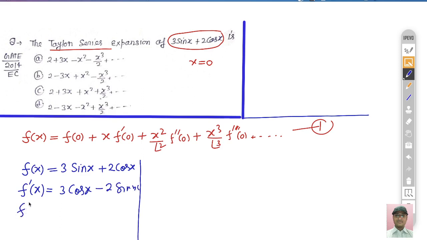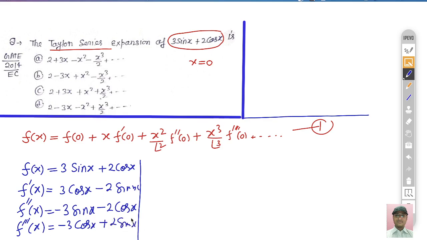Once you differentiate this function again, what do you get? It is cos x, so it will be minus 3 sin x, and the differentiation of sin x is cos x, so it is cos x. Now once you differentiate this function again, it will be: sin x differentiates to cos x, and cos x differentiates to minus sin x, that is plus 2 sin x, right? So now you put this value and get the result.